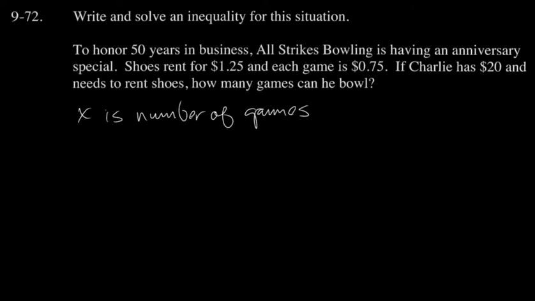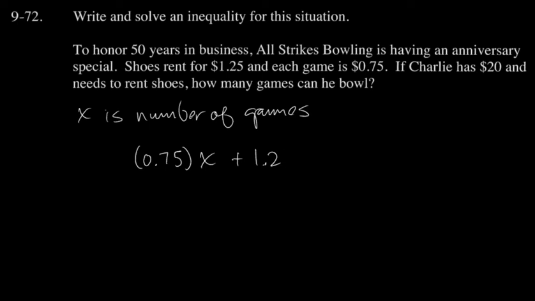that Charlie bowls. And if x is the number of games, we understand that each one of those games is going to cost 0.75. So every single one of them. If he played 0 games, it would be 0; 1 game, 75 cents; two, $1.50, etc. Plus, he needs to pay for this one time. He needs to pay the $1.25 for the shoe rental, right?